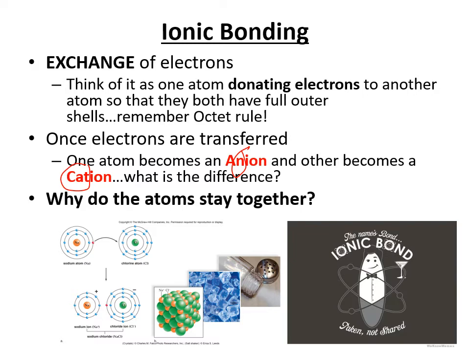So remember that an anion is negative. It's an atom that has gained negative electrons, whereas a cation is positive because it's an atom that has lost electrons, okay? Circle, star, highlight those 2 terms. Make sure you write it in your notes because those always come back on exams.